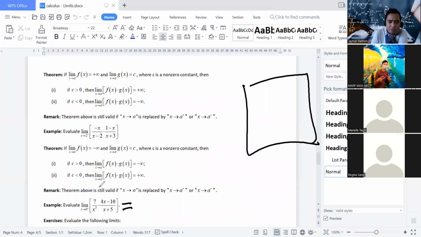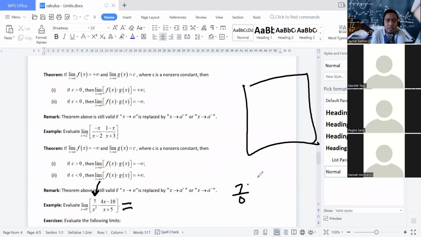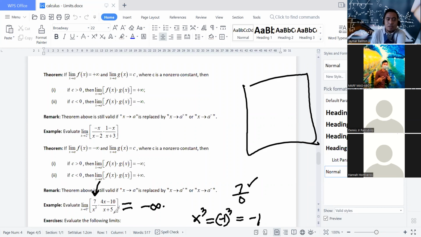Okay, let us help you with the answer here. Negative infinity, sir. Okay, that is 7 over 0. It is positive. So x cubed, on the left-hand side of 0, use negative 1. So it is negative 1 also. So positive, negative, the answer here should be negative infinity.